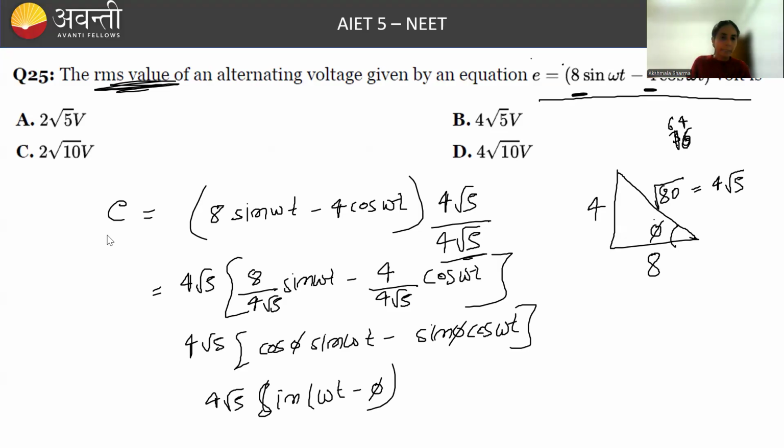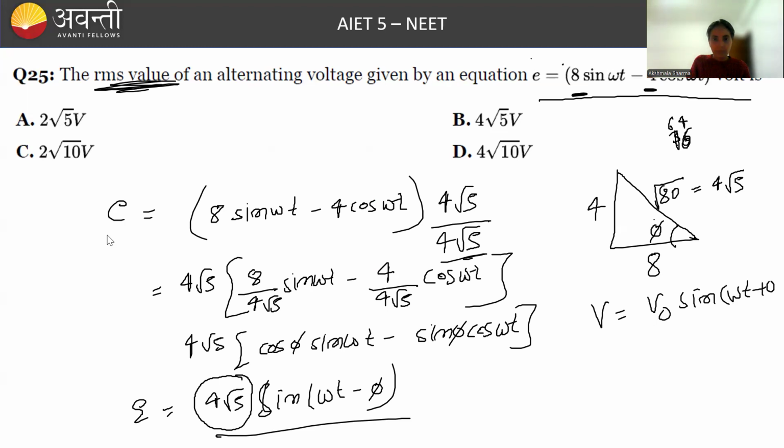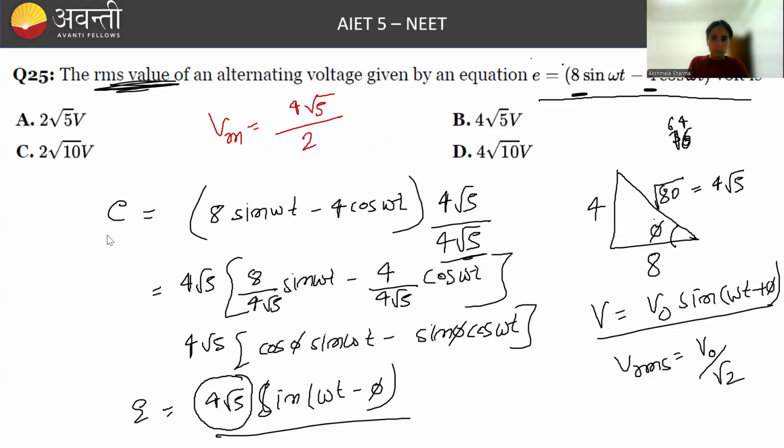So this way we are getting the amplitude of the EMF. So if voltage is given as V naught sine omega t plus or minus phi, then VRMS we have already calculated for such a voltage equation: V naught by root 2. So VRMS will be 4 root 5 divided by root 2 times 2. If I multiply here with root 2, this will become 2 root 10 volt. So the correct option will be C.